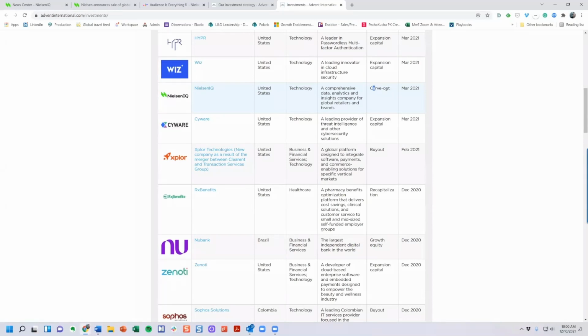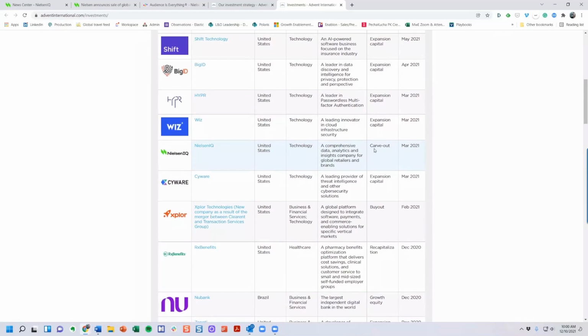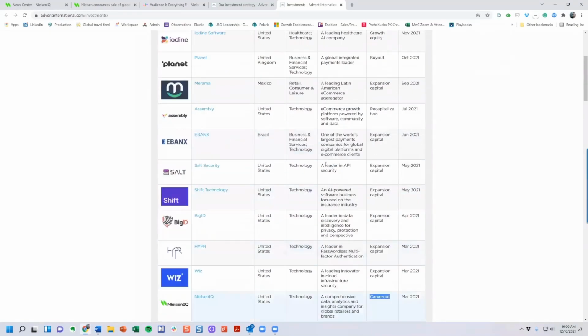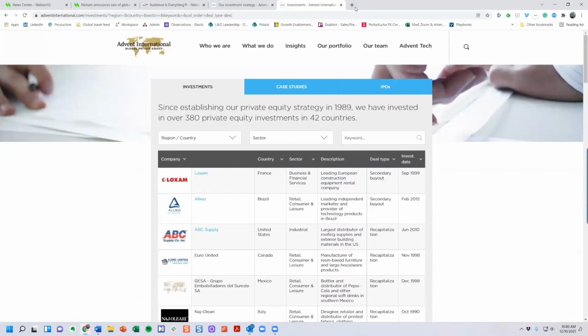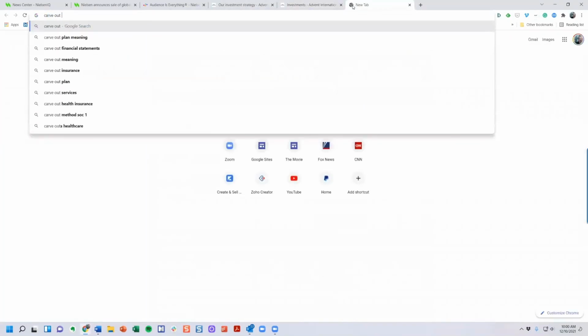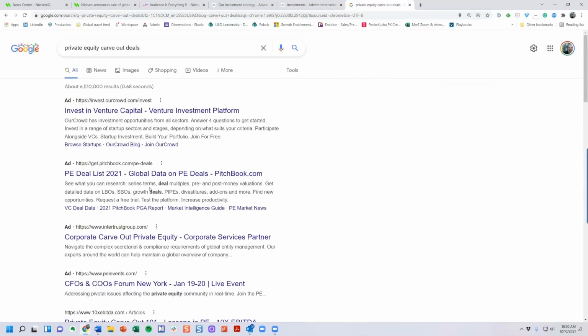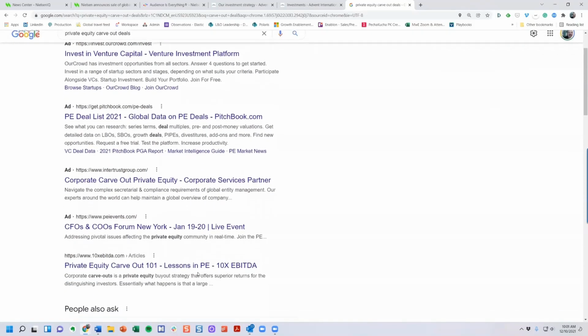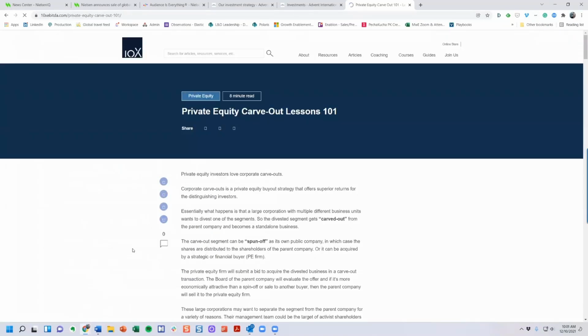It's carve out. Carve out is a carve out of an existing company. So the carve out of Nielsen, I think, is what that means. What is a carve out deal? Carve out deal. Private equity carve out deals. What is a corporate carve out? We'd have to look at that. Strategy Office of Superior Returns. Let's go over here to Private Equity Carve Out 101.